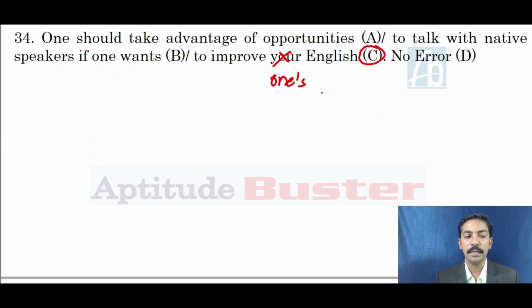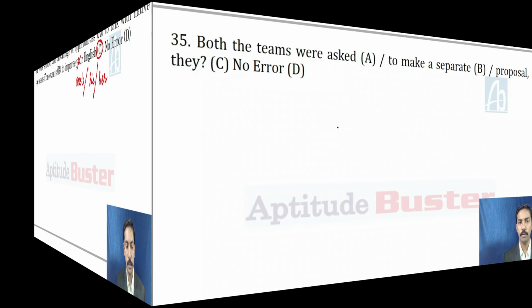Either you can say one's English, or you can say his English, or you can say her English. All these three forms are correct. When you discuss someone in common, usually we use the word one. The corresponding pronoun can be either one apostrophe S or his or her. Next question. Look at this question.